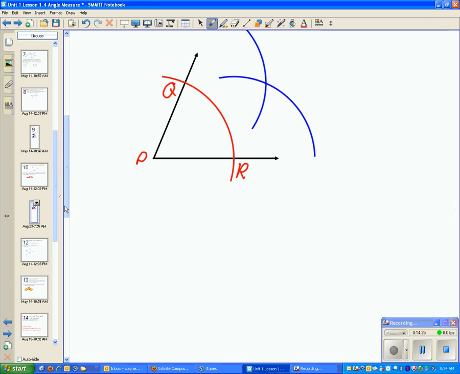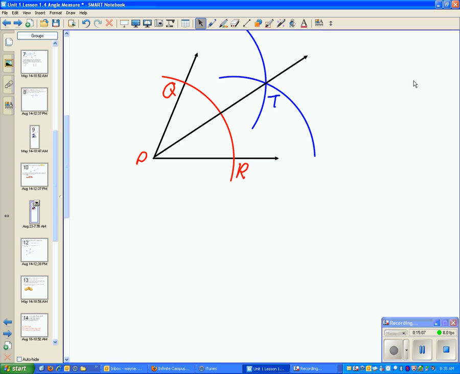Then, at point T, use your straight edge and make ray PT. Start at P, go through T, and we have constructed an angle bisector. Ray PT is the bisector of angle QPR.